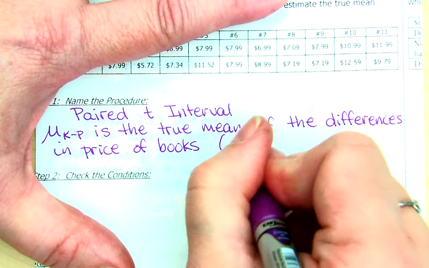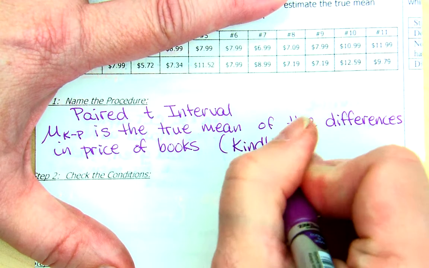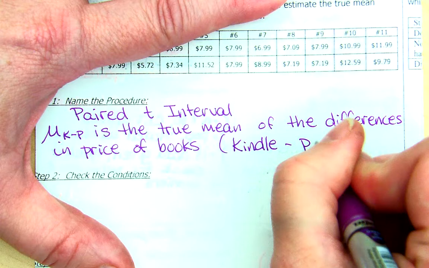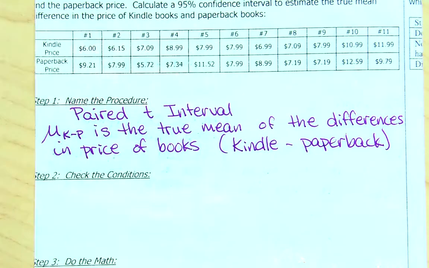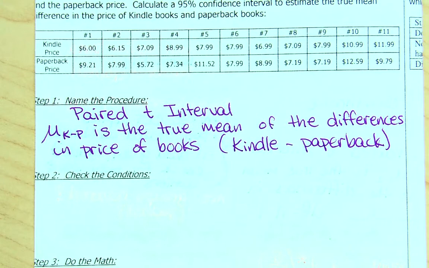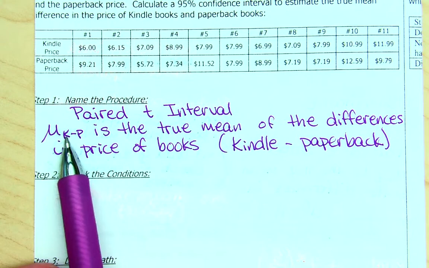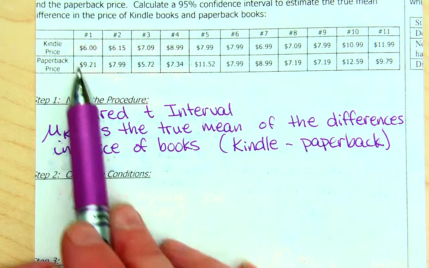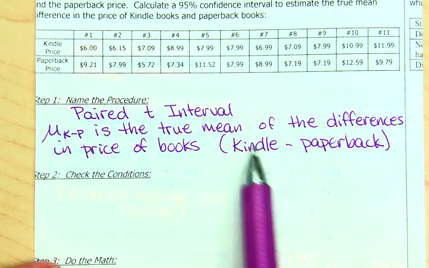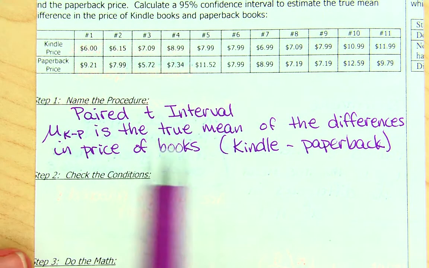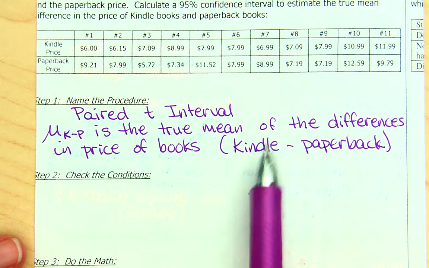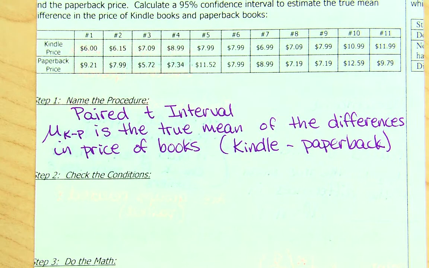And I'm going to define this as Kindle minus paperback. Typically, on the AP exam, if you use letters where it's obvious which one is which, they don't take off if you don't put this. But if there's any question about it, make sure you write this part. It's always safe to just write it all out.